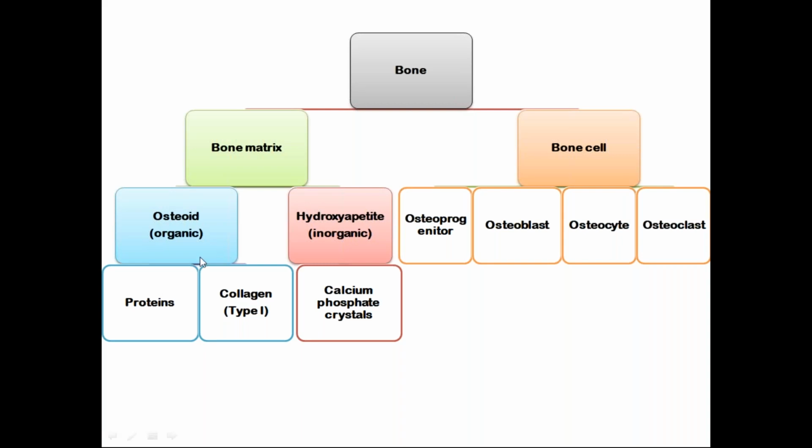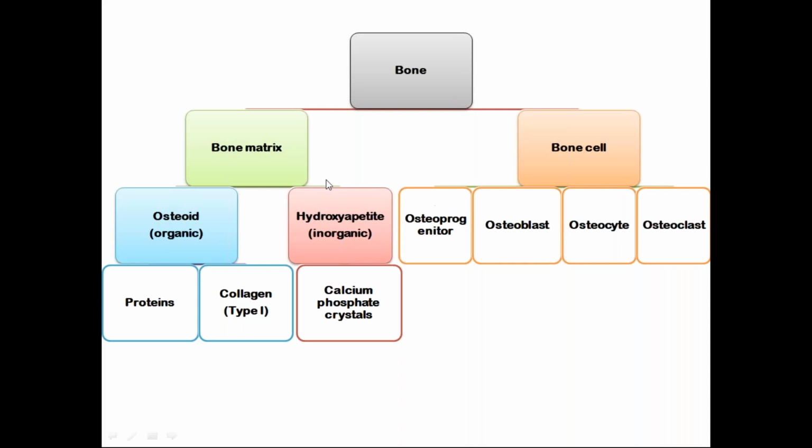What is the name of the organic part? It is called osteoid. The name of the organic part is osteoid. And the name of the inorganic part is hydroxyapatite. What is organic? Organic means something which can degrade and which is a kind of macromolecule which is made in our body. That is called the organic thing.